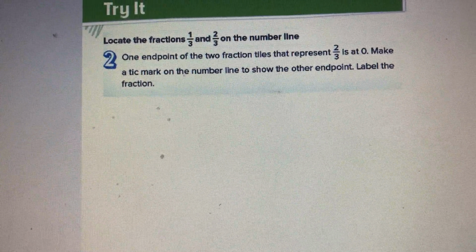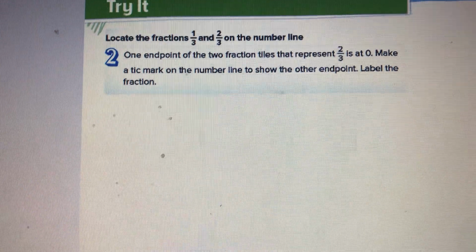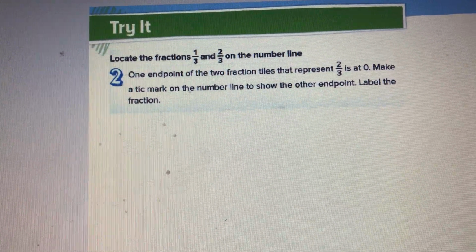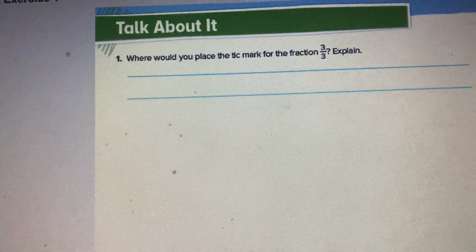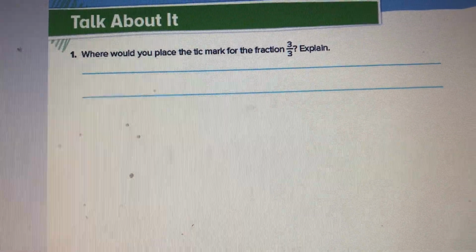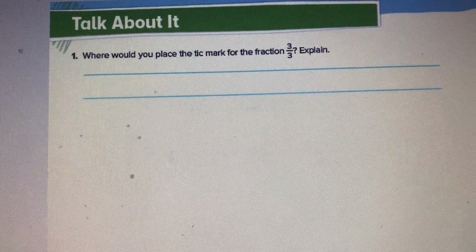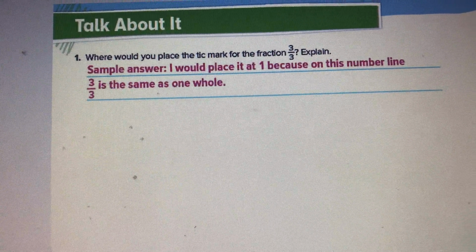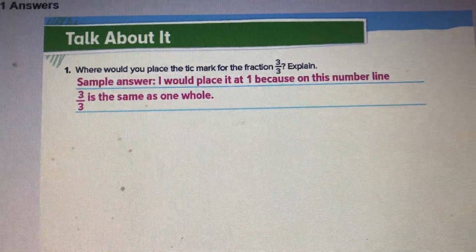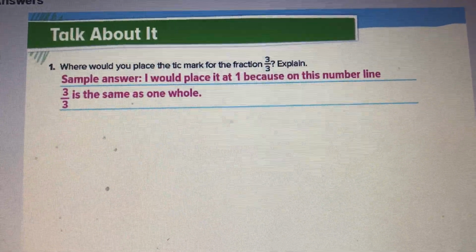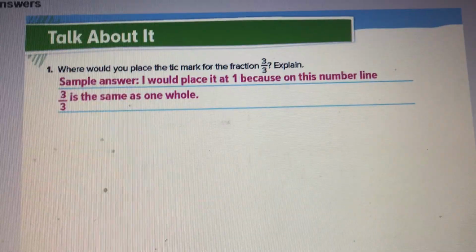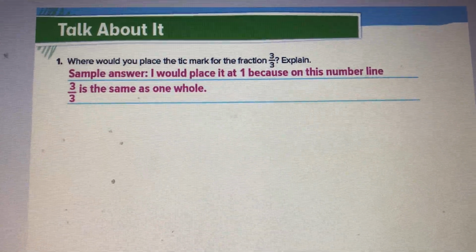One endpoint of the two fraction tiles that represents 2/3 is at 0. Make a tick mark on the number line to show the other endpoint and label the fraction. You guys can go ahead and do that. Where would you place the tick mark for the fraction 3/3? Well, you'd place it at 1, because on a number line, 3/3 is the same as one whole. You don't have to write sample answer. We know that though, right?